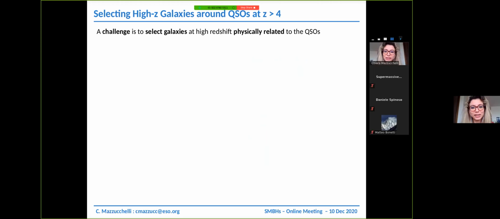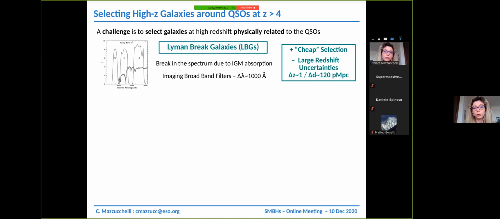Since this conference is very focused on supermassive black holes, I would like to spend one slide talking about one of the challenges of studying the environment of quasars at high redshift, which is to select galaxies which we think are physically related to the quasars. I'm sure you are all very familiar with it, but I find it useful to take a step back and summarize this. First of all, one way is to search for Lyman-break galaxies.